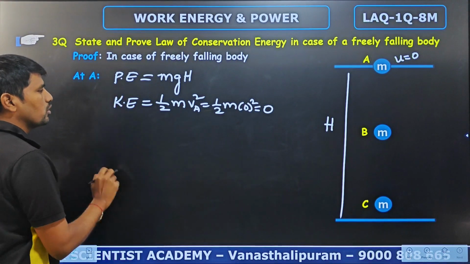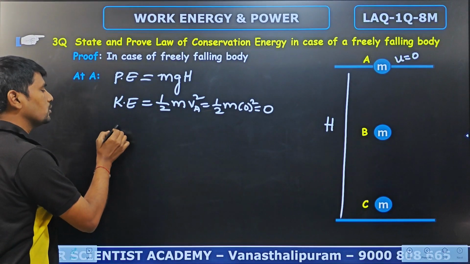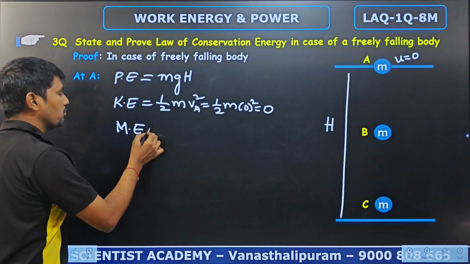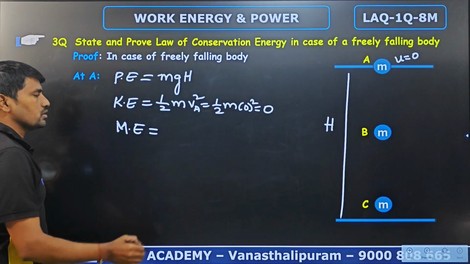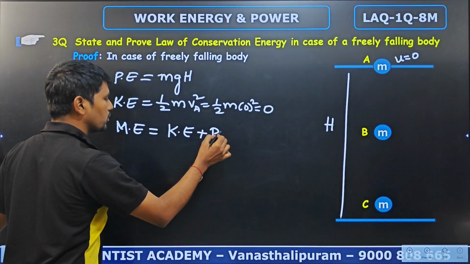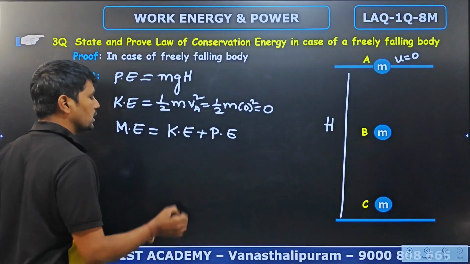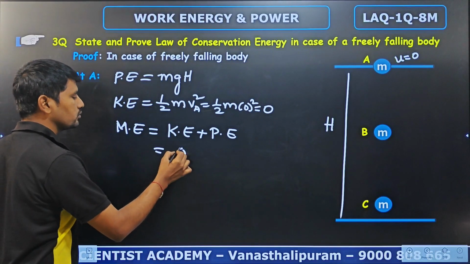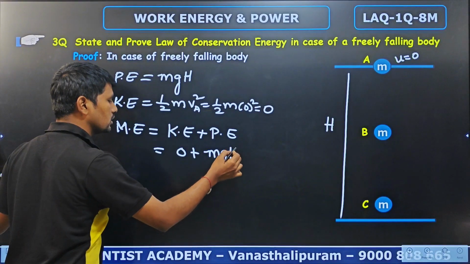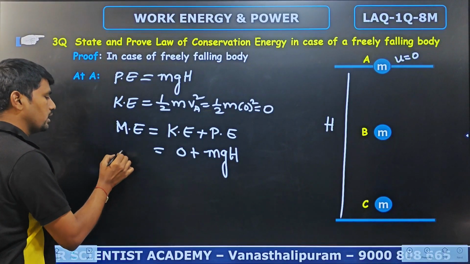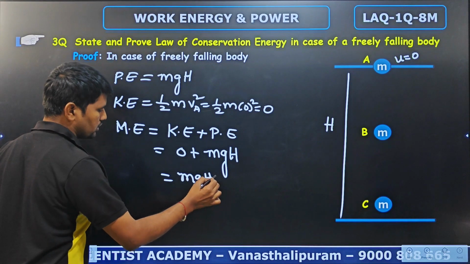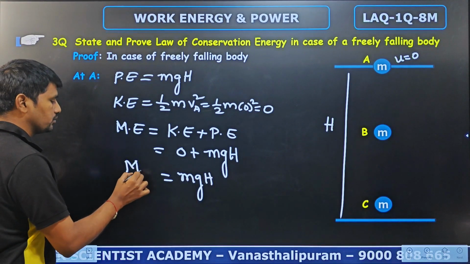So only there is potential energy. We have to prove the total energy, that is nothing but mechanical energy. Mechanical energy ME is equal to kinetic energy plus potential energy, or potential energy plus kinetic energy. Kinetic energy is 0, potential energy is mgh. So the total mechanical energy is mgh. This is the total energy.